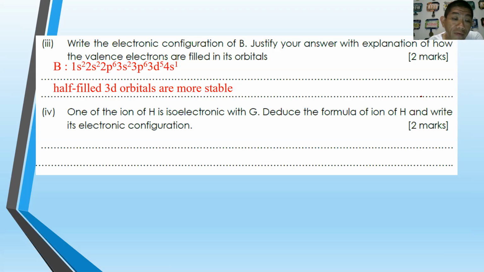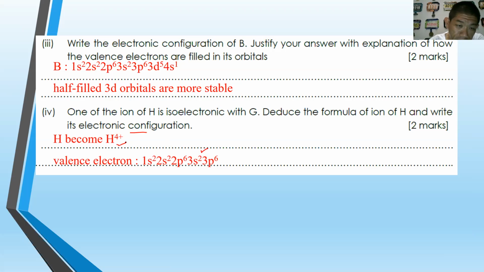Okay, last but not least, number 4. One of the ions of H is isoelectronic with G. Deduce the molecular formula of ion H and write its electronic configuration. So here, if your H becomes H plus, the electronic configuration, not the valence electrons, is what they want. They want the electronic configuration, so this one is correct. Okay, so with that, that is for question number 6.